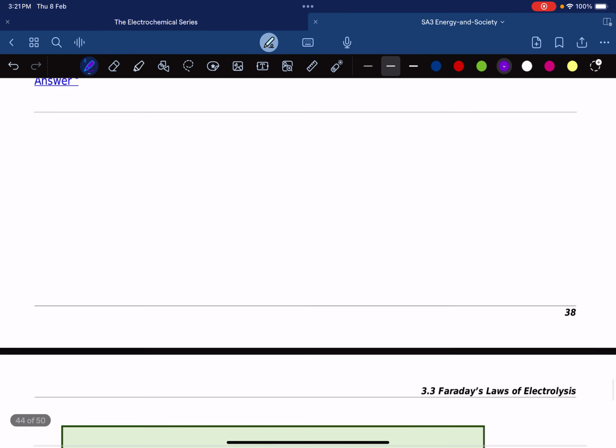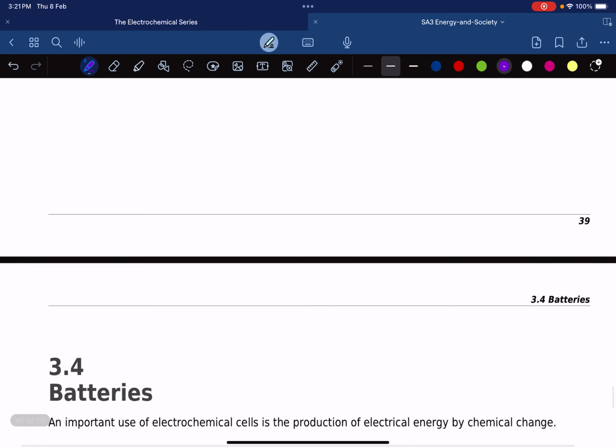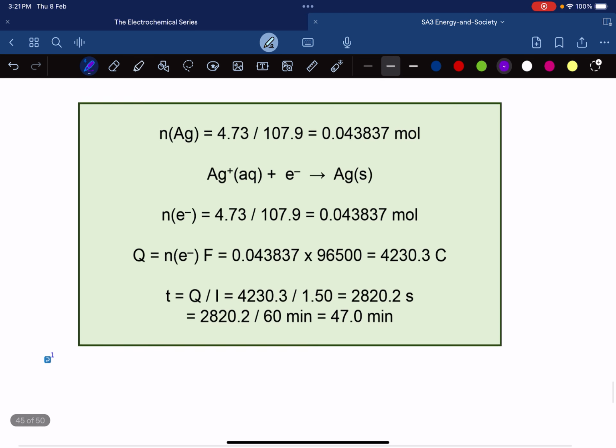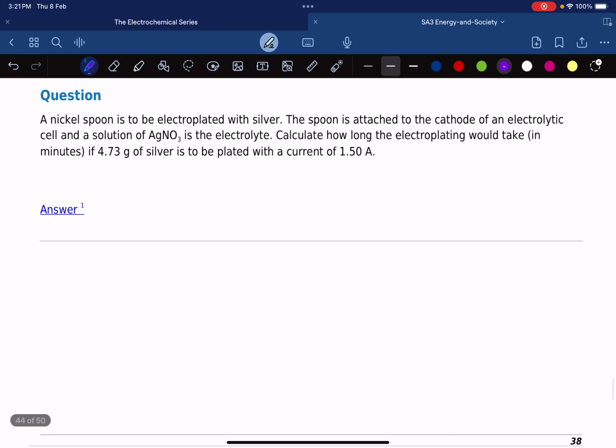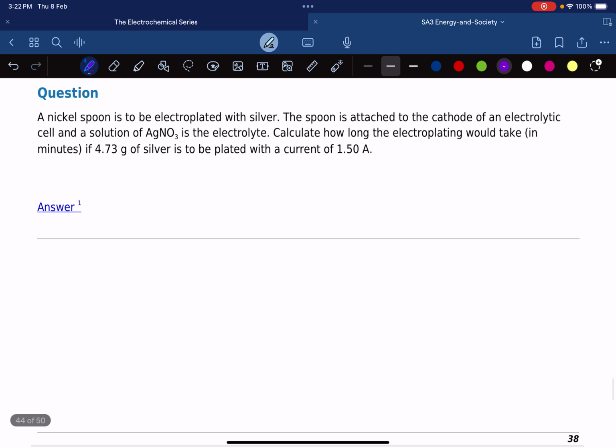Is there a question here that we can try? Let's say this question. The answer is already worked out, so we are just going to go through this with you. A nickel spoon is electroplated. The spoon is attached to the cathode. Whenever we do electrolysis and we want to plate one metal with another metal, it has to be the cathode. How long will the electroplating take if 4.73 grams of silver is to be plated and the current is 1.5 amperes?